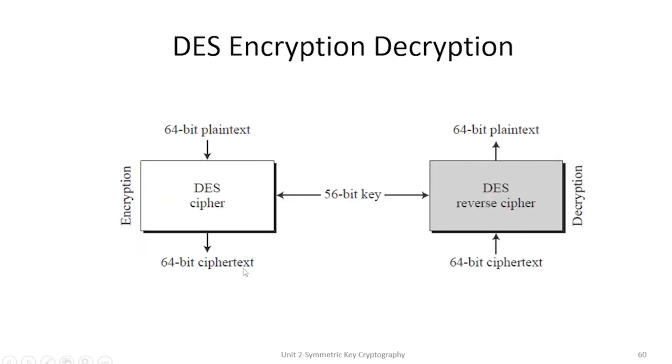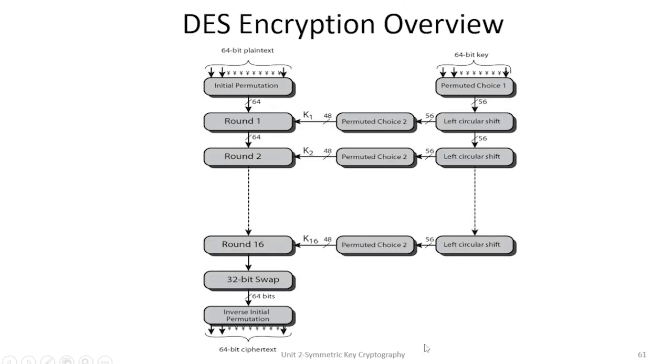So this is an overview of data encryption and decryption. The left side is encryption, the right side is decryption. If I want to do DES encryption, the plaintext size is 64 bits. The ciphertext size is also 64 bits, but the key used is a 56-bit key. If you do the reverse process, it is the decryption process. Decryption is done on a ciphertext and we are able to retrieve the plaintext with the same key. So this is an overview of DES encryption and decryption.